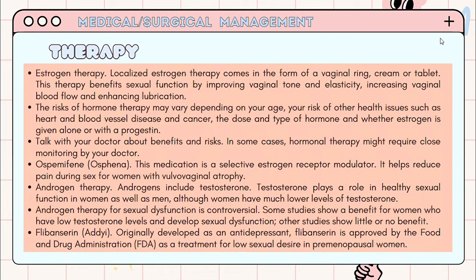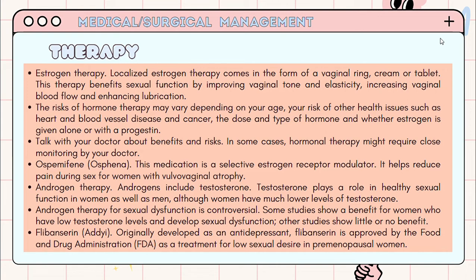For therapy naman, we have estrogen therapy. So, this is localized estrogen therapy, which comes in the form of a vaginal ring, cream, or tablet. This therapy benefits sexual function by improving vaginal tone and elasticity, increasing vaginal blood flow, and enhancing lubrication.